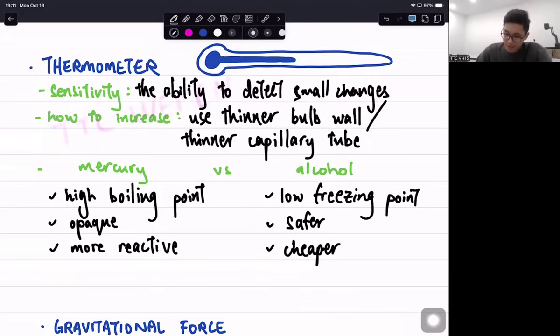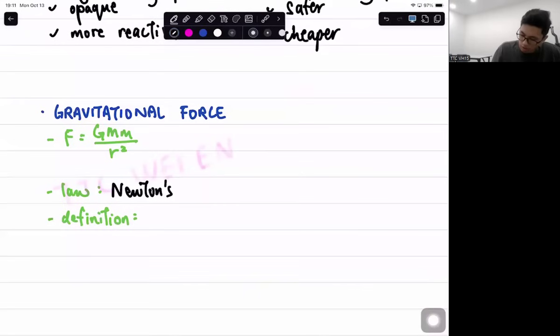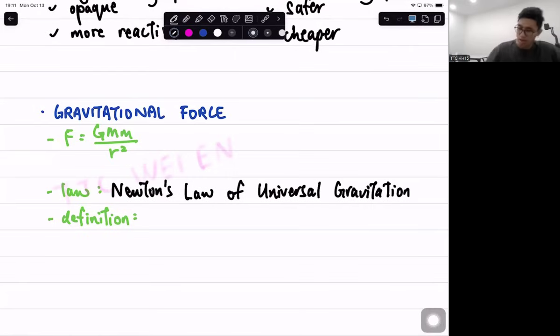Now, the second topic I have some inspiration about is gravitational force. For gravitational force, the main thing they might ask is Newton's law of universal gravitation. So we're going to call this Newton's law of gravitation, or universal gravitation, or Newton's universal law of gravitation. I think so. I forgot which one it is. You check your own book.